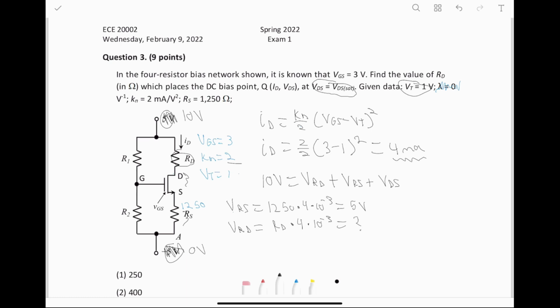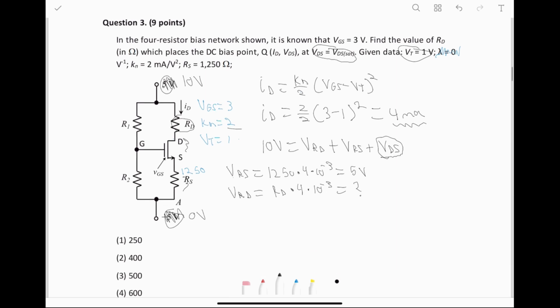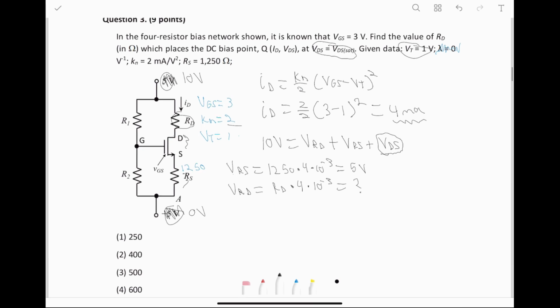And then for VDS, this one is nice because we were told that VDS is equal to VDS SAT. So we know that VDS is equal to VDS SAT, which is equal to VGS minus V threshold, which we already solved for right here. It's 2. That's 3 minus 1, it's 2. So we know that the voltage drop across this is 2 volts.